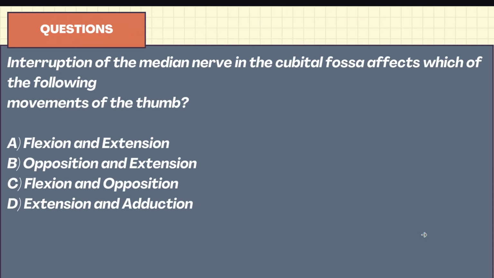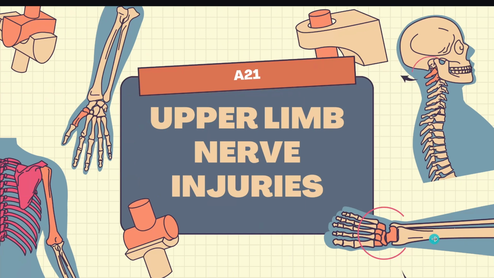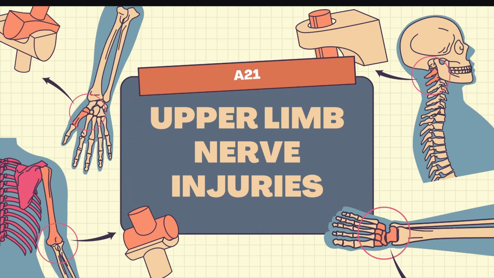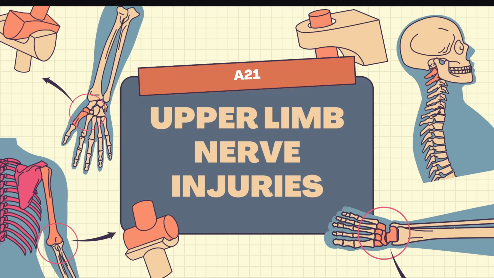And lastly, interruption of the median nerve in the cubital fossa affects which of the following movements of the thumb? Interruption of the median nerve in the cubital fossa, so it's more proximal, is going to cause an issue with flexion and opposition. Okay, now for upper limb nerve injuries, this one's going to be a lot faster and a lot easier than hand 1 and hand 2, because most of it, actually all of it I could say, is repeated from previous lectures, especially from hand 1 and hand 2.